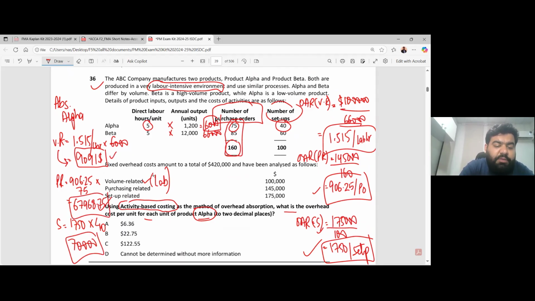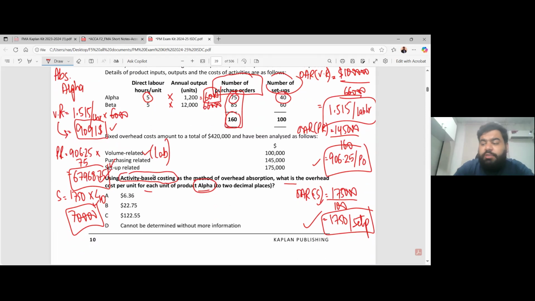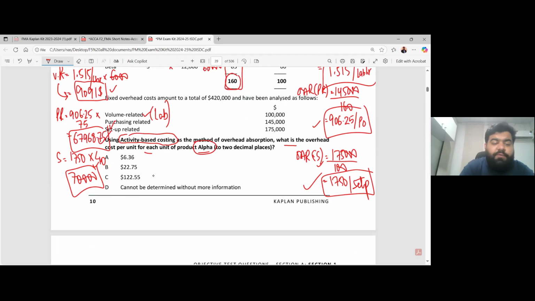I have just written the three in the box. So just total it up: 70,000 plus 9091 plus 67968.75. Total overheads is 147,059.75.